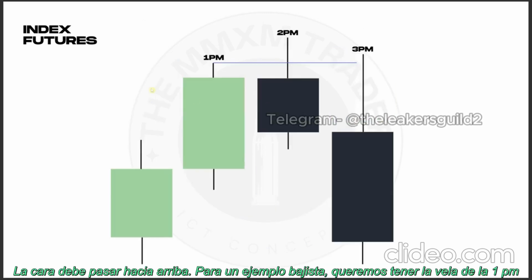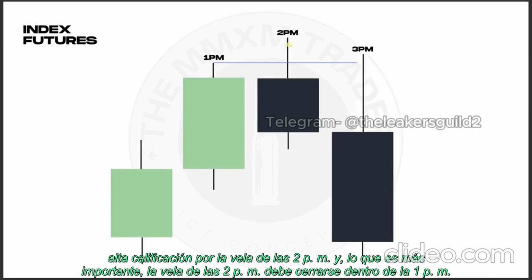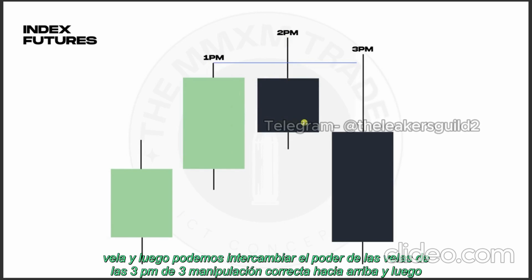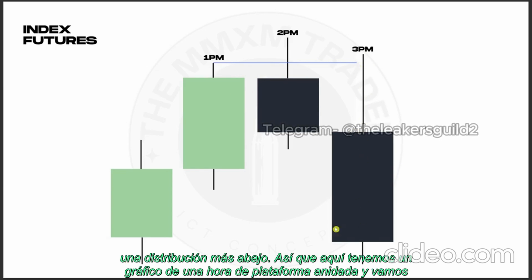Now for a bearish example, right, we want to have that 1 p.m. candle's high raided by the 2 p.m. candle, and importantly, the 2 p.m. candle needs to close inside of the 1 p.m. candle, and then we can trade the 3 p.m. candle's power of 3, right, manipulation higher, and then a distribution down lower.